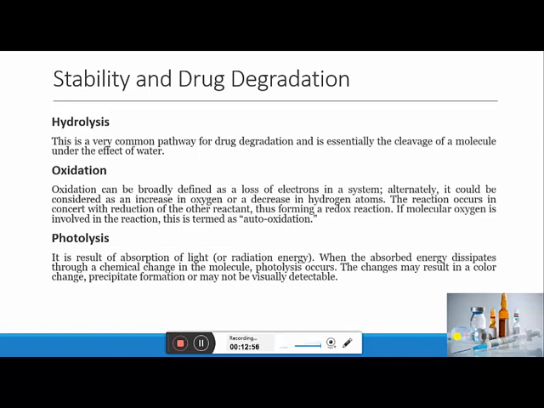So first one is hydrolysis. What is hydrolysis? Hydrolysis is the cleavage of drug molecule under the influence of water. It is called the hydrolysis.